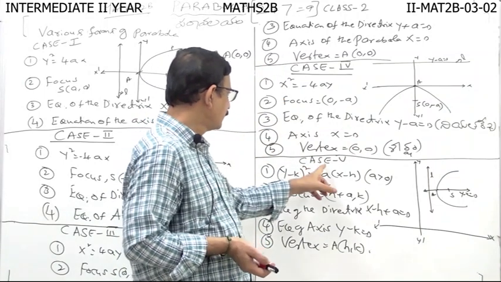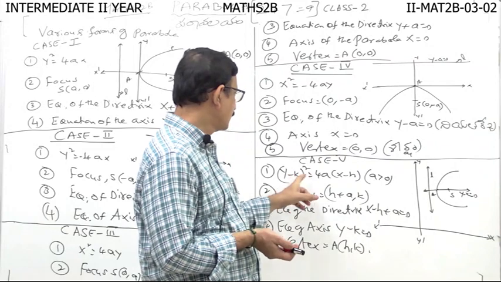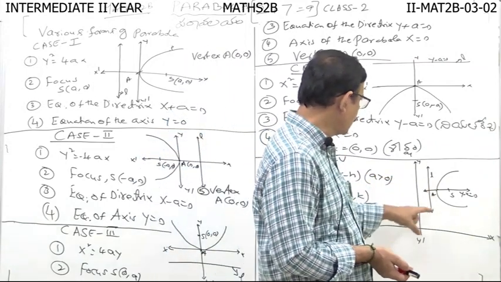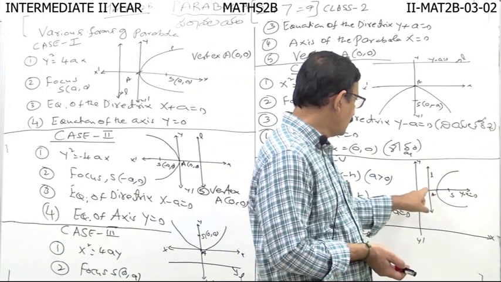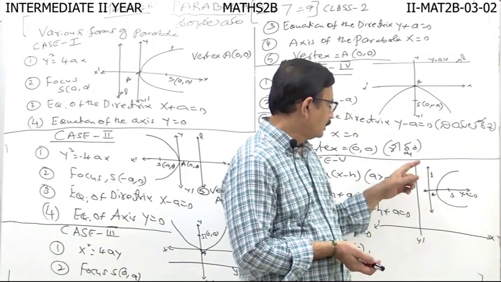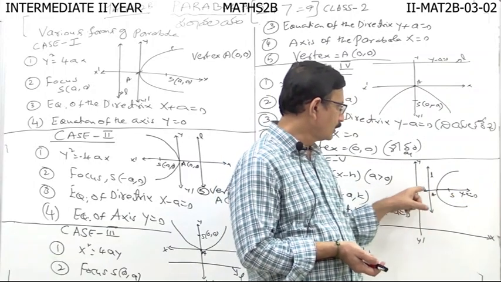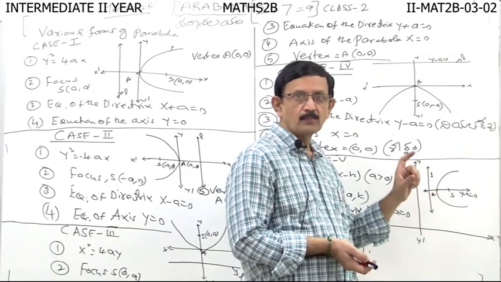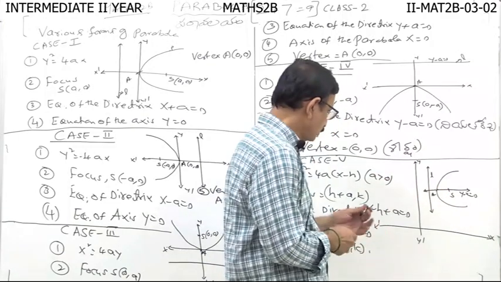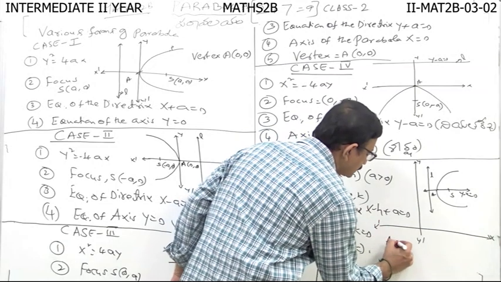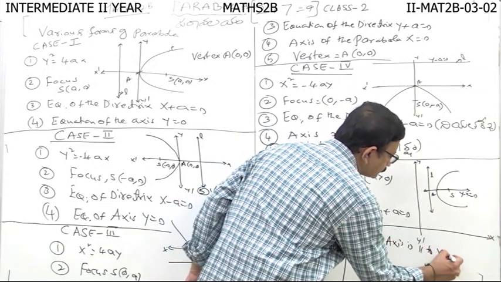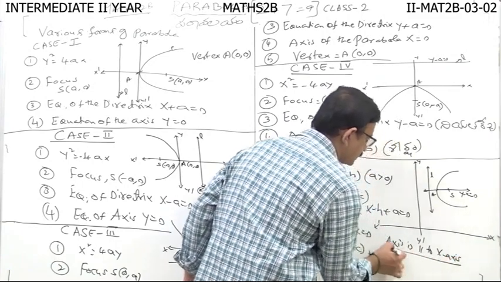Next one is case 5. In this case, see, this is the figure. This is the x-axis, this is the y-axis, this is the parabola, and this is called the axis. This is the directrix. The very important point we have to remember here is that this axis is parallel to the x-axis. So what we have to write here is: in this case, the axis is parallel to the x-axis.